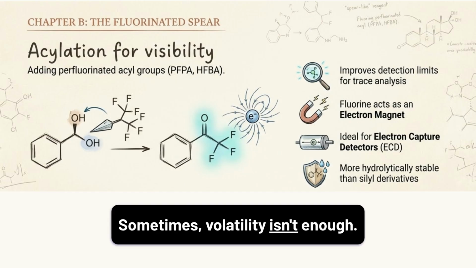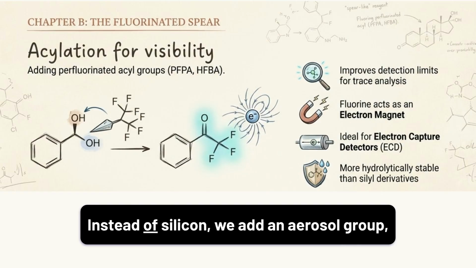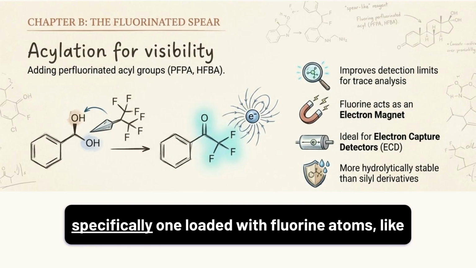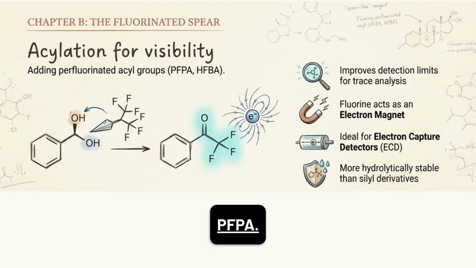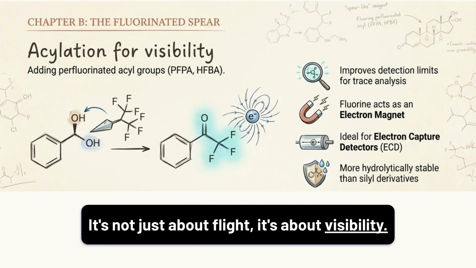Sometimes, volatility isn't enough. You need sensitivity. This is where we use acylation. Instead of silicon, we add an acyl group, specifically one loaded with fluorine atoms, like PFPA. Here is the strategic advantage. It's not just about flight, it's about visibility.